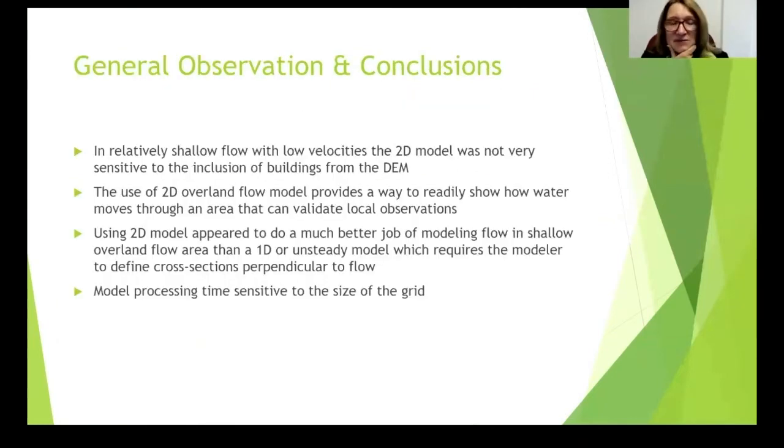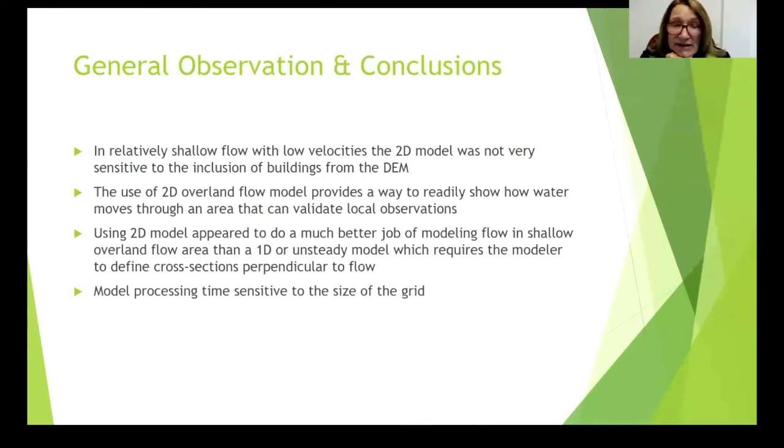So let's look at some of our general observations and conclusions. We found that in relatively shallow areas with low velocities, the 2D model was really not very sensitive to the inclusion of buildings from the DEM. So even though we had a pretty dense urban area, we just didn't see those buildings doing a lot to block flows.